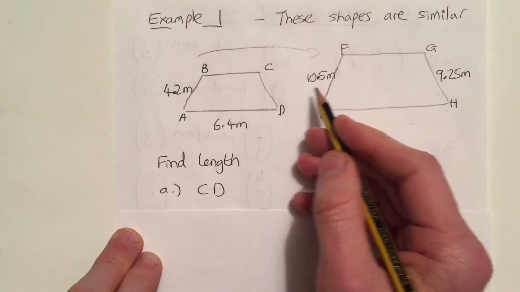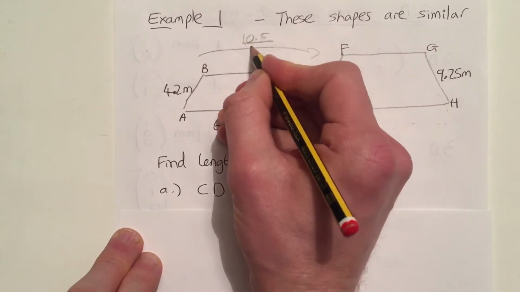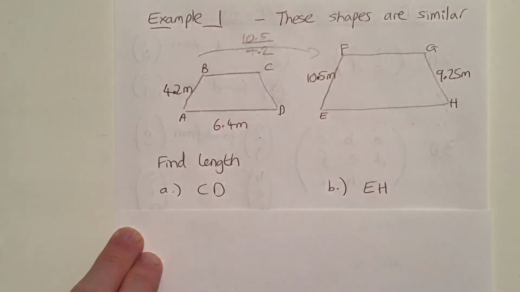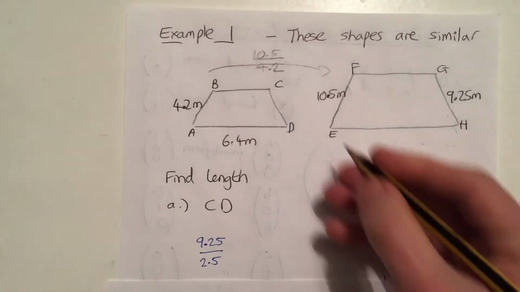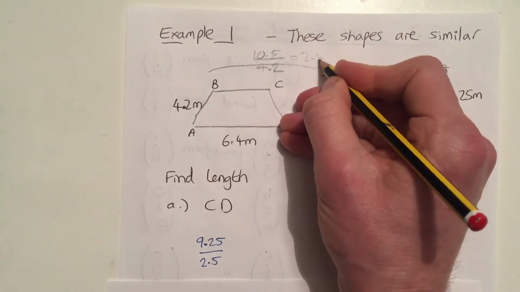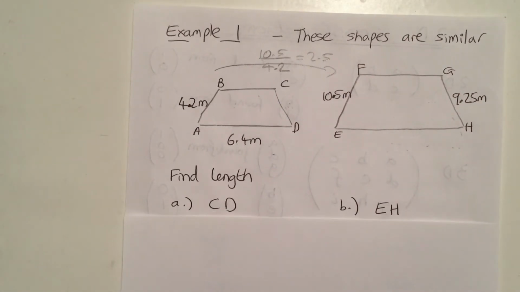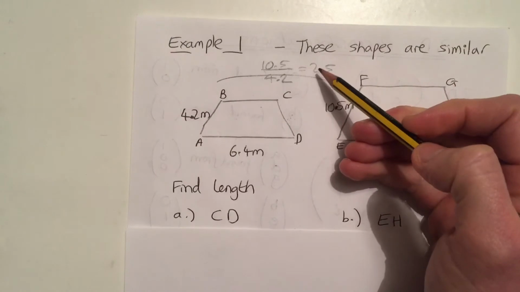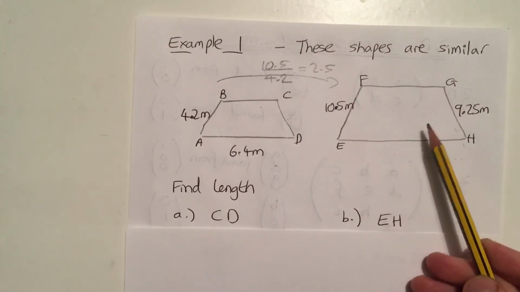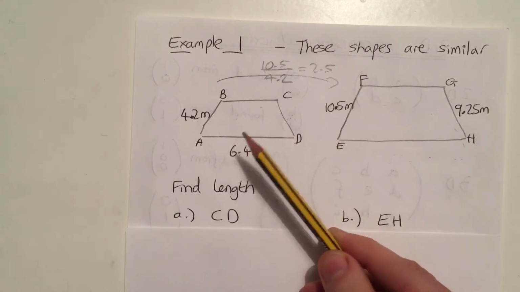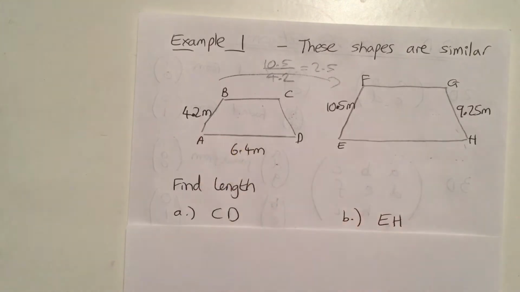So if I do 10.5 divided by 4.2, that will tell me what my scale factor is. And if I do that, I get 2.5. So that is my scale factor. Each length in this shape here is 2.5 times bigger than each of the sides here. This is 2.5 times bigger than this.